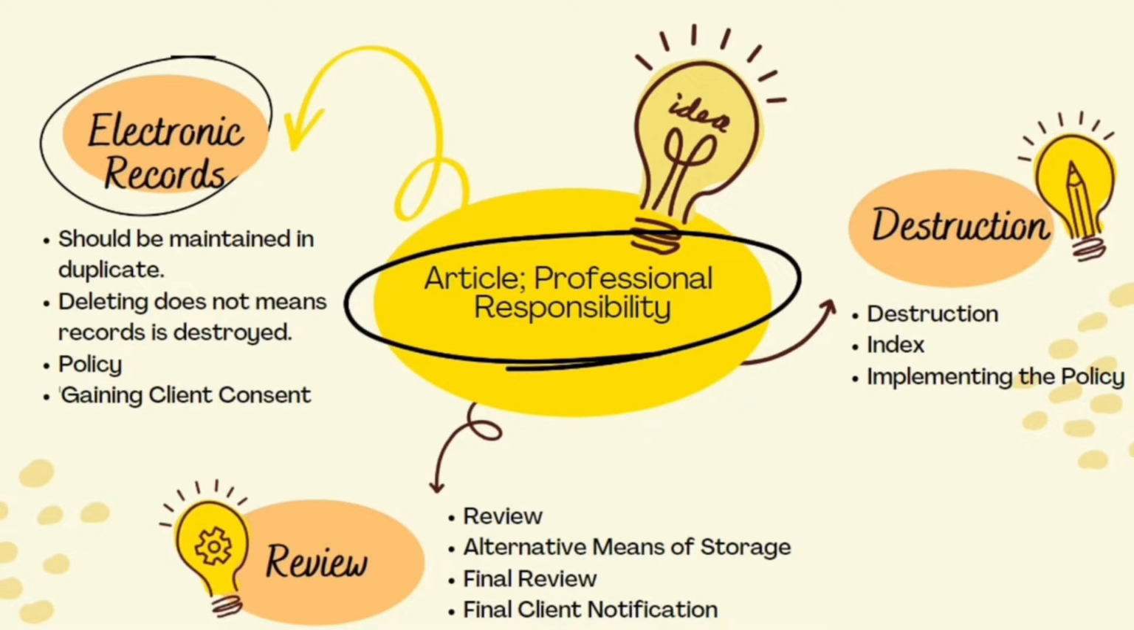Third is final review. At the end of the normal retention period set out in the records management policy, a further review of records will help ensure that records selected for destruction do not contain any materials that are required to be retained further, such as an original will. Final client notification. Prior to actually destroying any file due to the passage of time, a lawyer or law firm may wish to communicate again with the client or former client, preferably in writing, regarding the pending destruction.